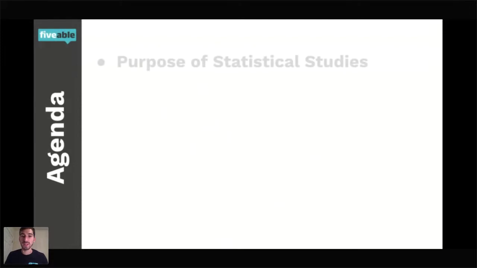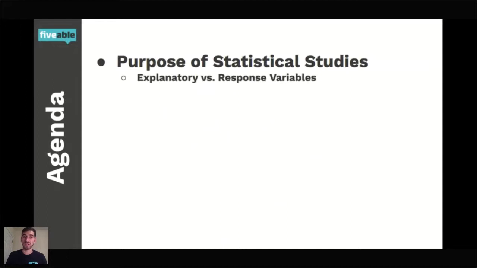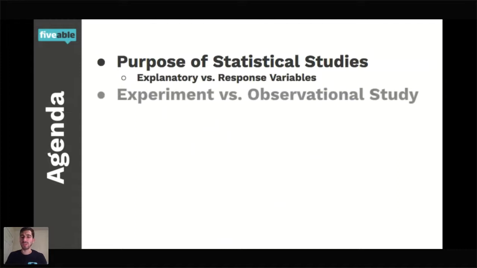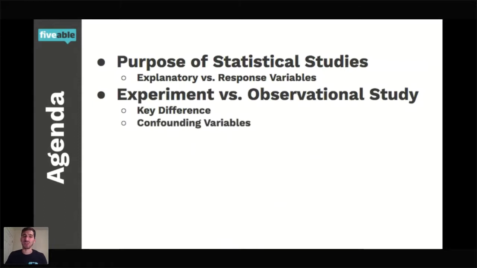So this evening, I'll be discussing just a broad overview of the different purposes of statistical studies. We'll talk about explanatory and response variables that are present in all types of studies. We'll go into the distinction between experiments and observational studies, identify some key differences, and then also talk about these things called confounding variables that can potentially happen.